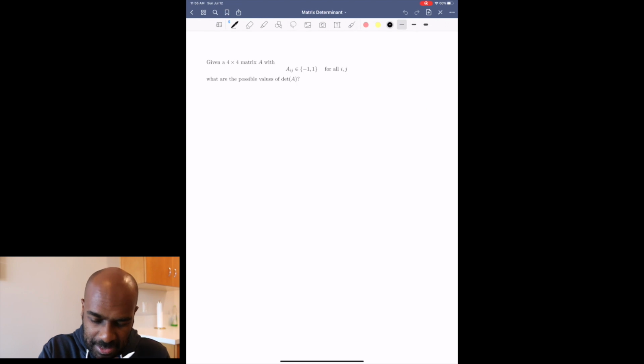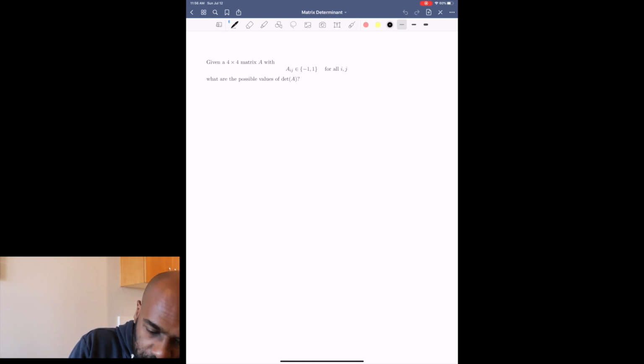Today we're going to discuss this interesting problem that asks about what possibilities there are for the determinant of a matrix if it has specific types of entries. So given a 4x4 matrix A, where each entry of A is either 1 or -1, the question is, what are the possible values of the determinant of A?